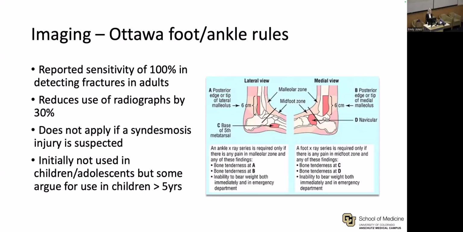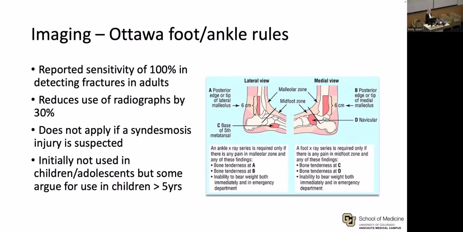Okay, Ottawa foot and ankle rules. So these are basically a way to decide whether you should get an x-ray or not. I get x-rays on most people, so I don't know that I always follow the Ottawa foot and ankle rules, but they do have a reported sensitivity of 100% in detecting fractures in adults, and it reduces the use of radiographs by about 30% for most people, but you have to follow the rules. And if you suspect a syndesmotic injury, then you should get an x-ray. So these rules wouldn't really apply.